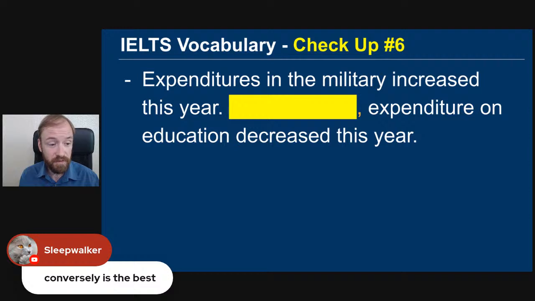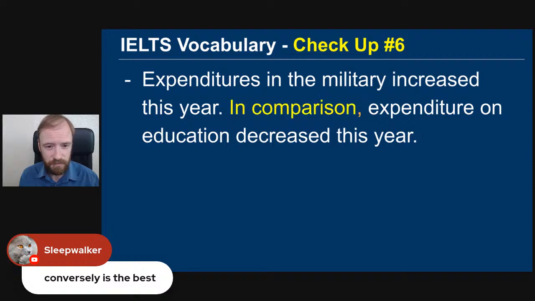Let's see what I use. I don't even remember what I chose. I just chose in comparison. So I would use in comparison. I would use conversely. I would use however. However could work. In contrast, you could use in contrast. It all depends on the context of what you're saying.